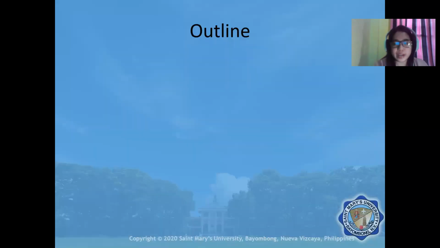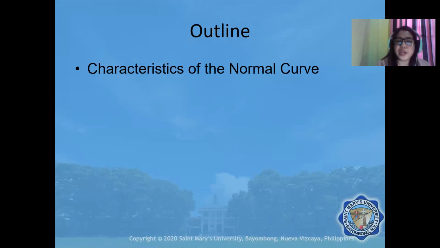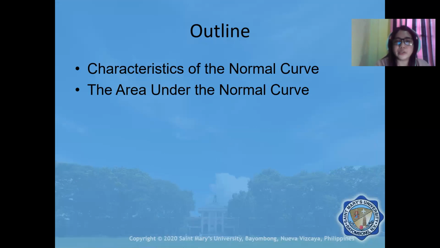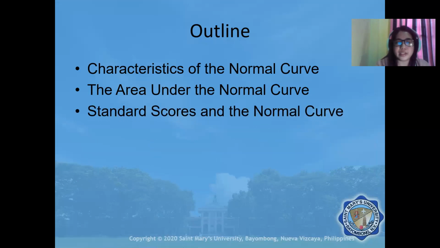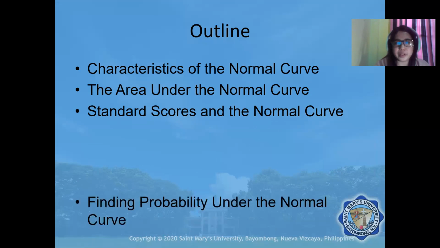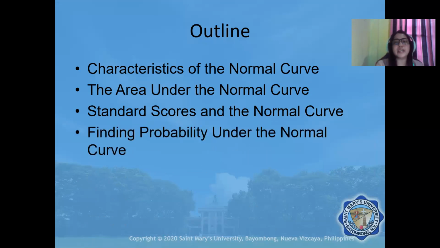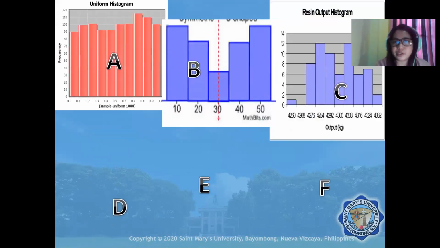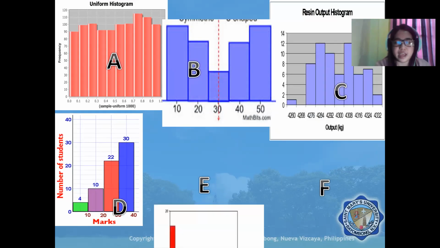So for the outline of this topic, we are going to talk about characteristics of the normal curve, the area under the normal curve, and standard scores in the normal curve, and of course, finding probability under the normal curve. So we have here figures A, B, C, D, E, and F.